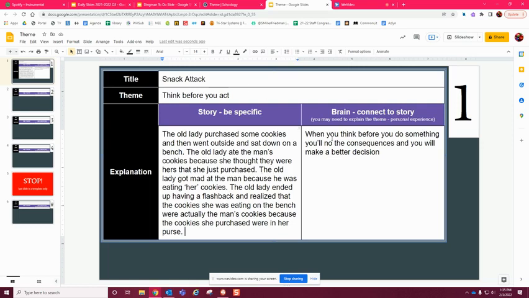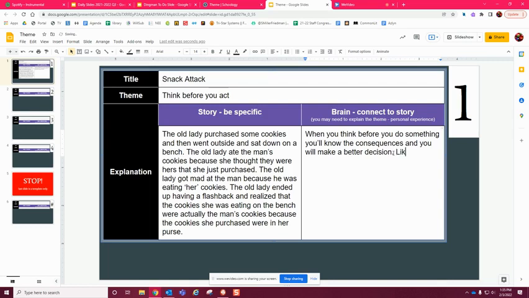The other side we have the brain and connection to the story. You may need to explain the theme, personal experience. Okay, so when you think before you do something, you'll know the consequences and you will make a better decision. If you had something you can connect, that you actually had an experience with this, you could. But that's a pretty good explanation, as the fact of think before you act.